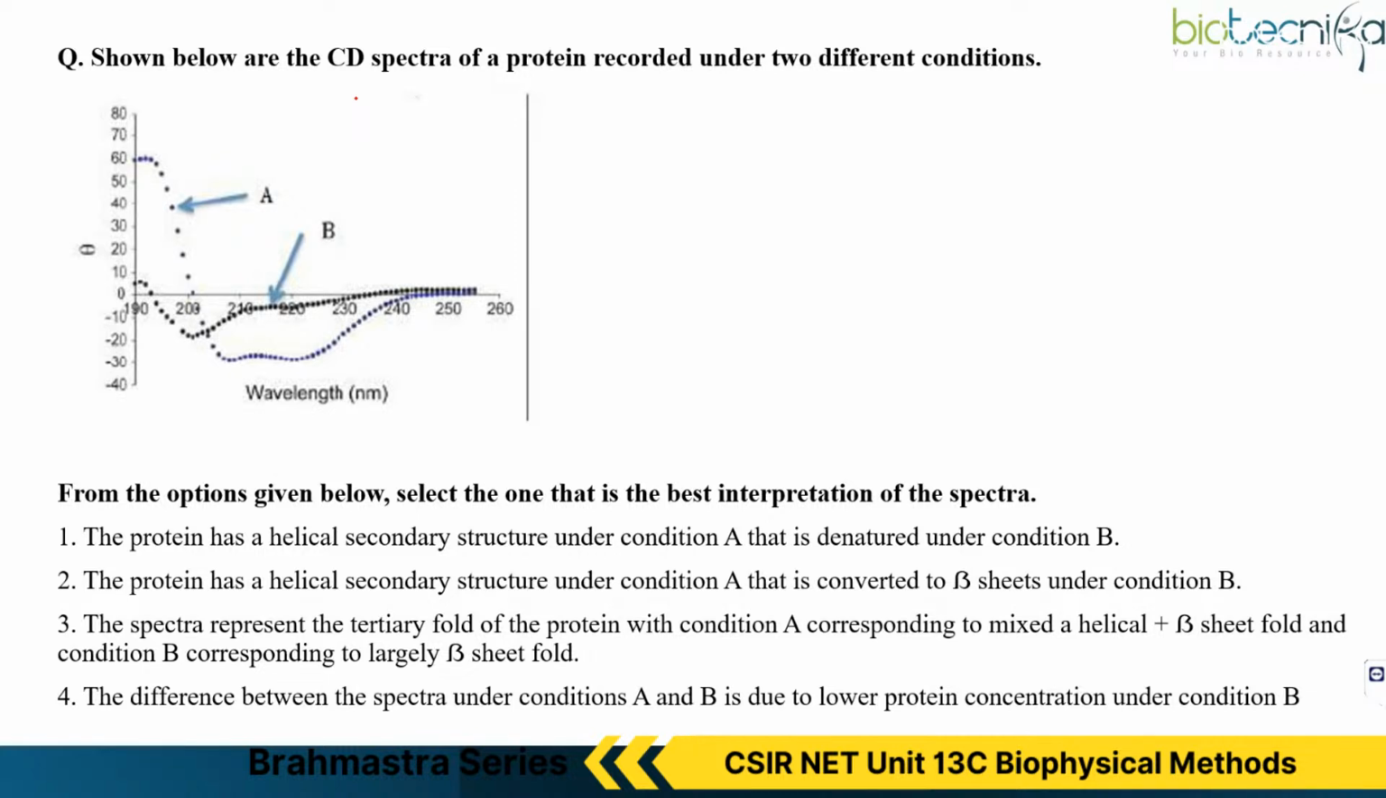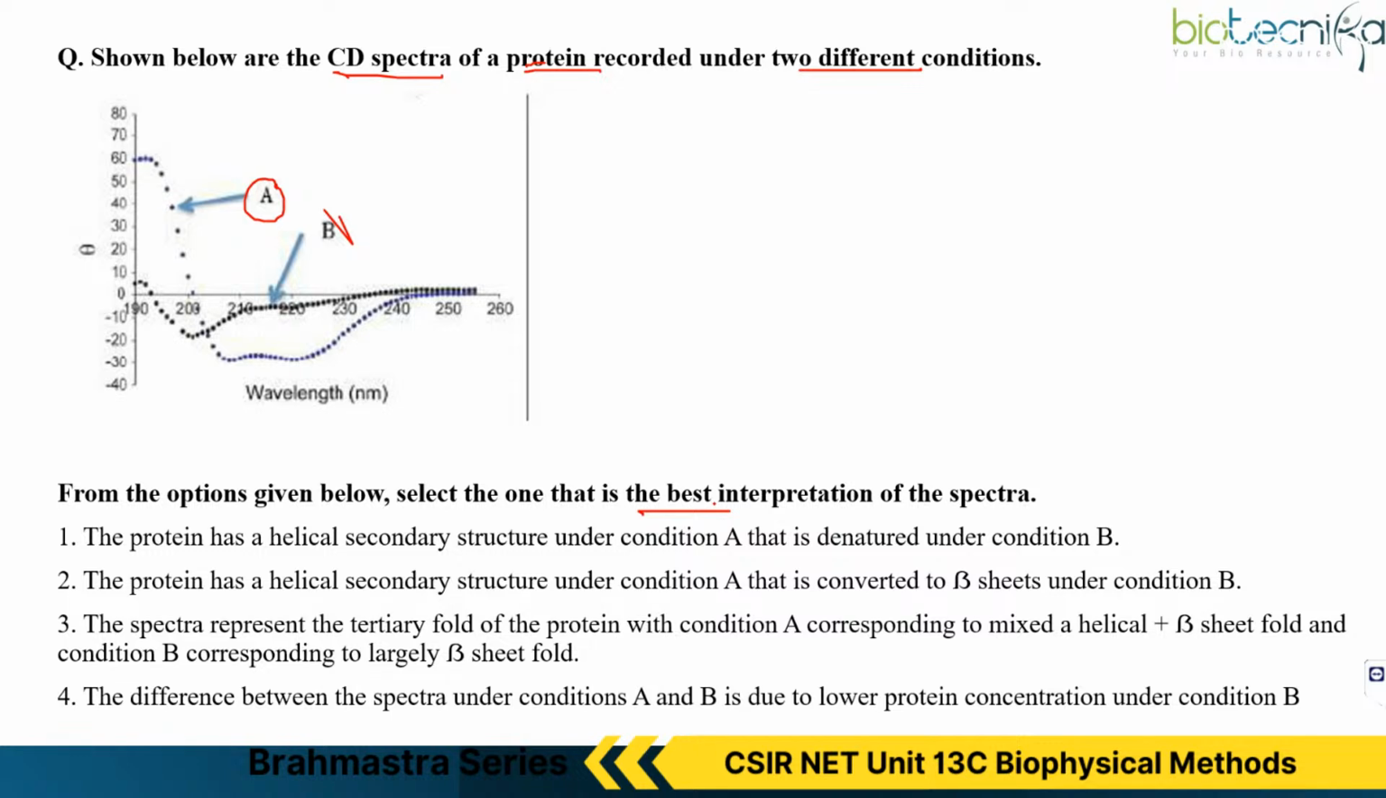Got it? Okay, that's great. Coming to the next question. Shown below are the circular dichroism spectra of a protein recorded under two different conditions, A and B. So from the options given below, select the one that is the best interpretation of the spectra.